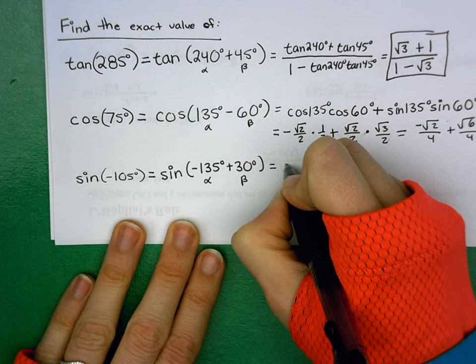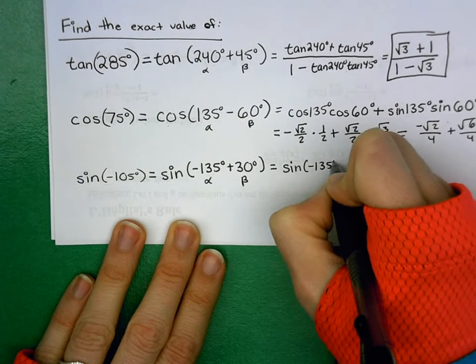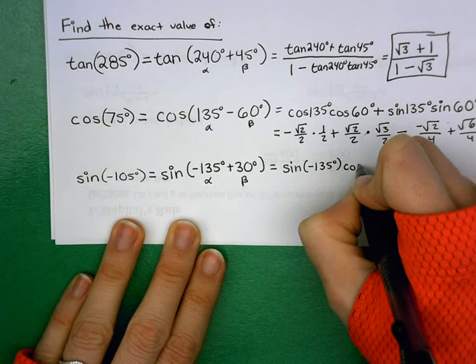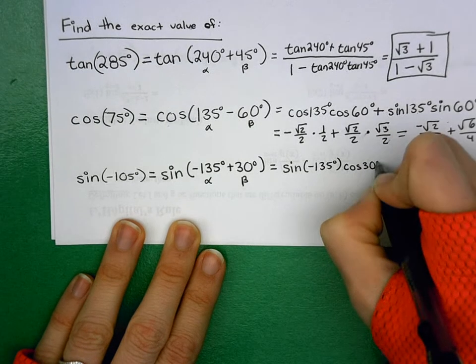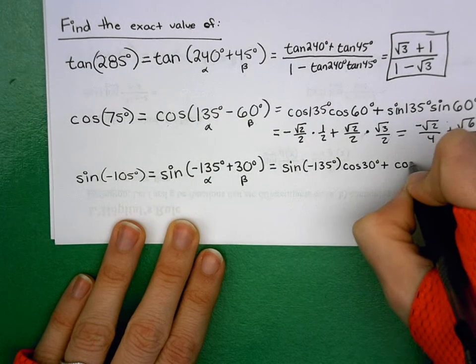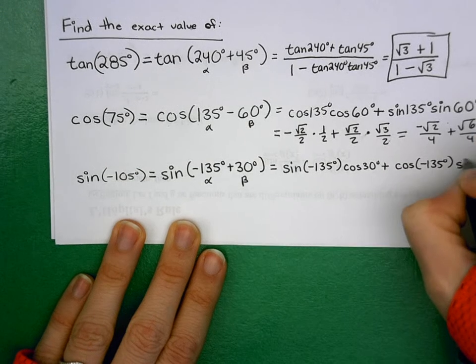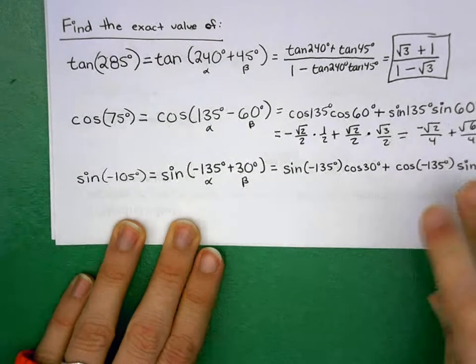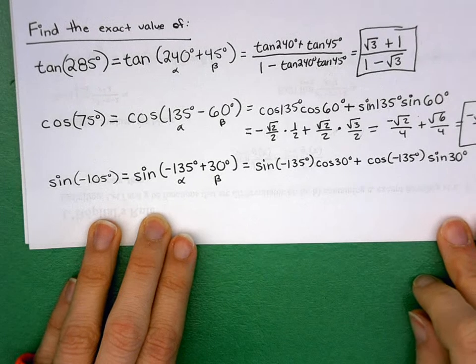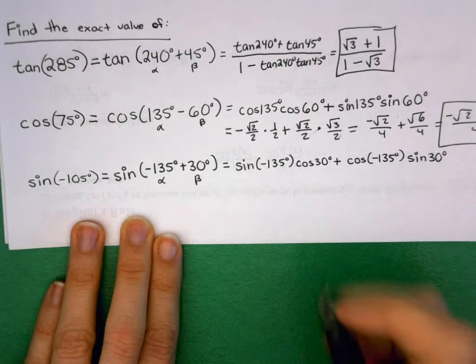So we've got sine of alpha, so my negative 135 degrees, cosine of beta, so 30 degrees, plus my cosine of alpha, negative 135 degrees, sine of beta, 30 degrees. Okay? Which is something that I can evaluate.